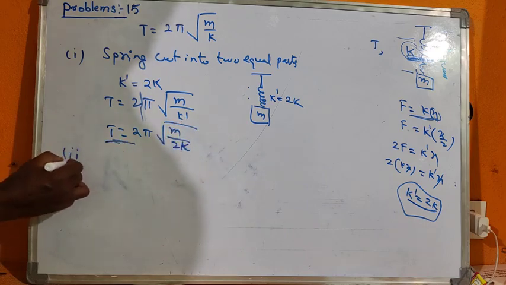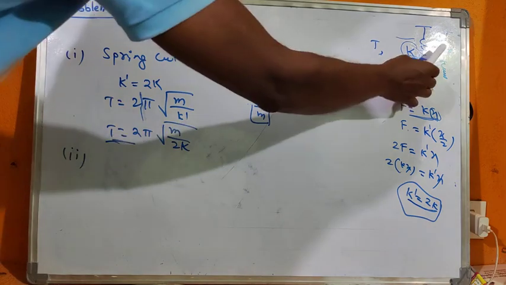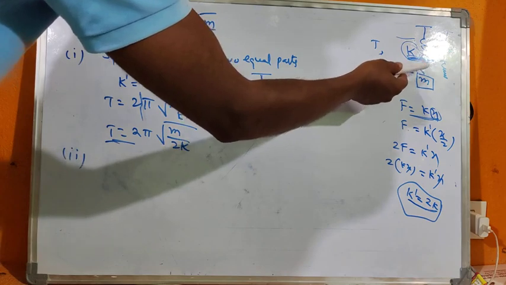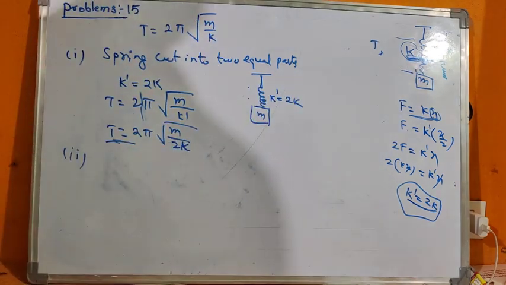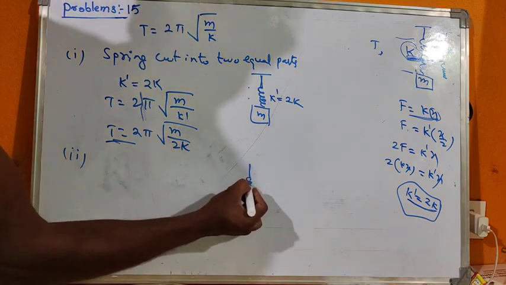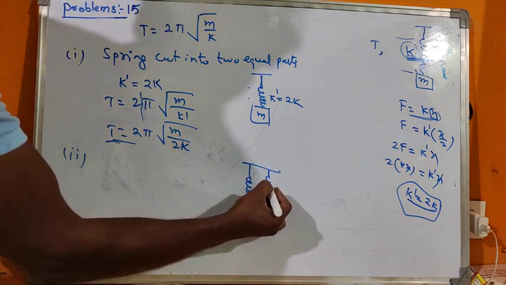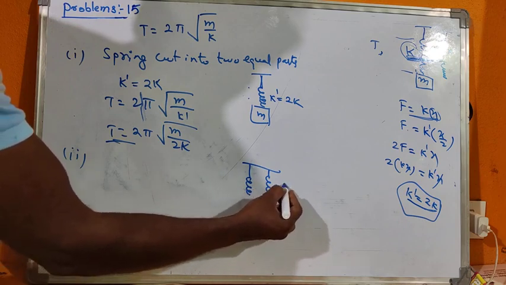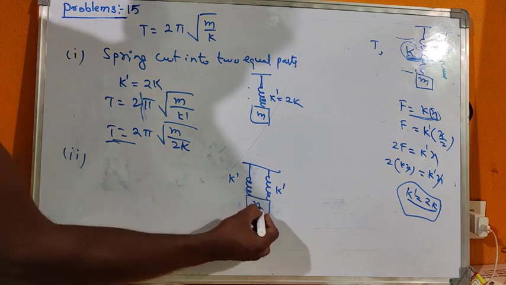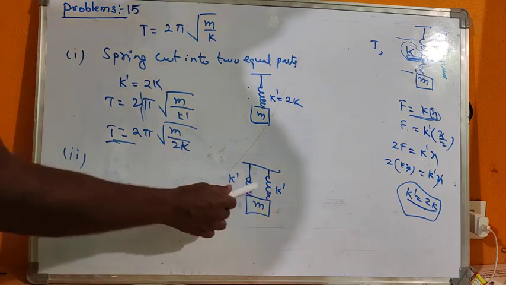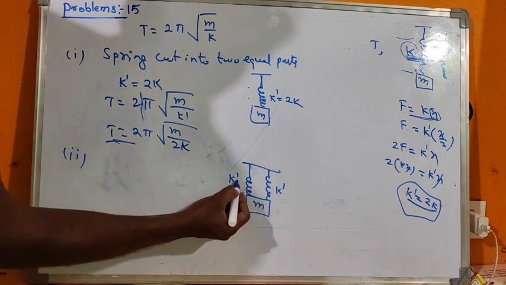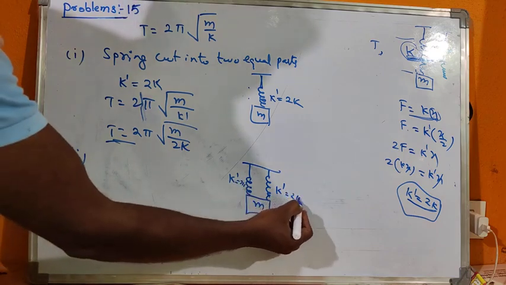And the second question is what? Here we are taking only one part of the spring and hanging the mass, and in this one we are taking two parts like this. Okay, this is one part and this is another part. Each is having k dash, and for these two we are hanging the mass m after cutting into two pieces. Then each is having 2k.